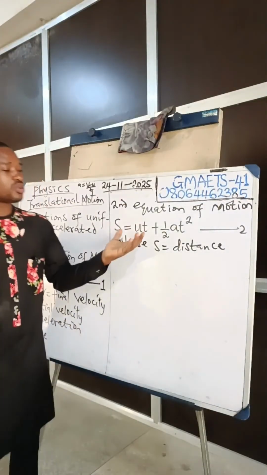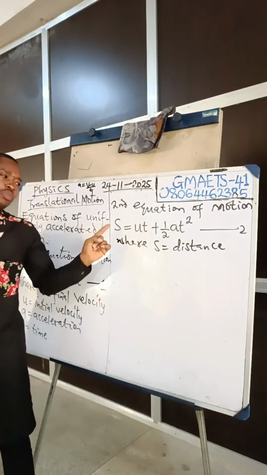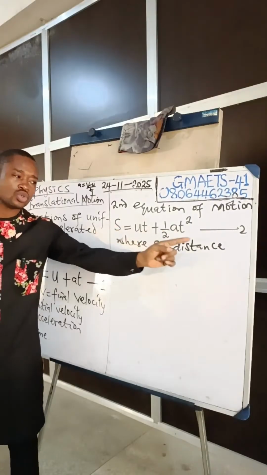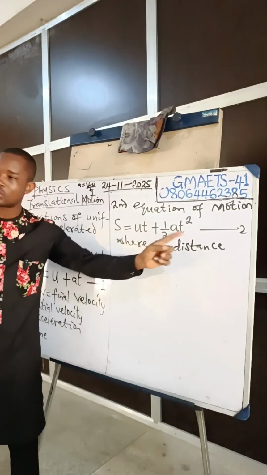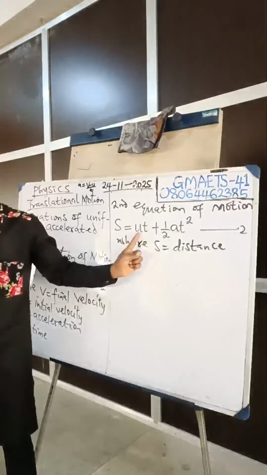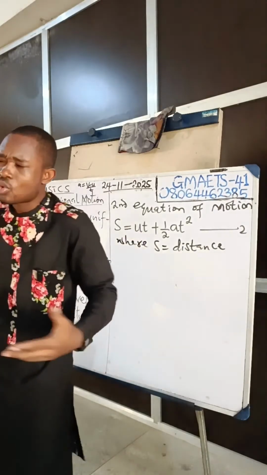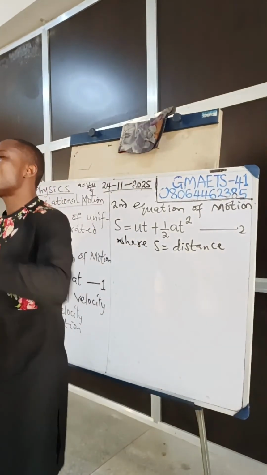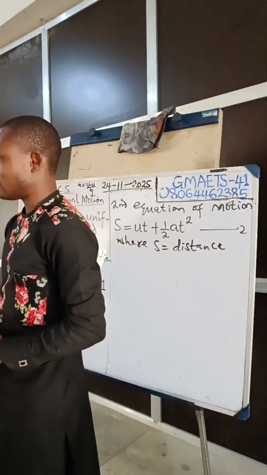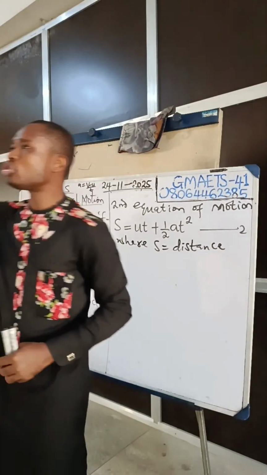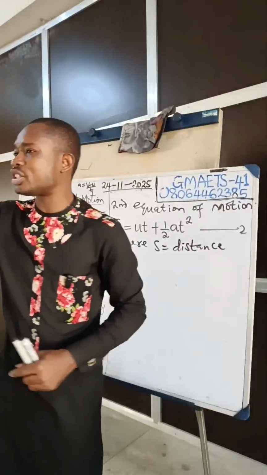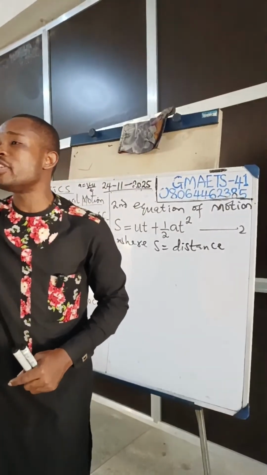Please, dear friends, look at this equation 2. If you must know the value of the distance in equation 2, do you need the value of initial velocity or not? You need it, is that not so? But now I give you a question. I'm asking you, find the distance. But unfortunately, in the body of the question, you do not have initial velocity.